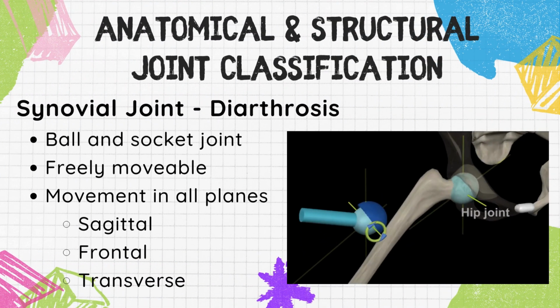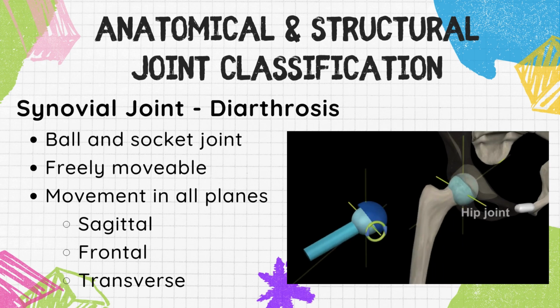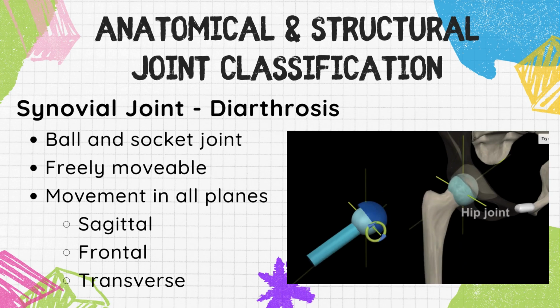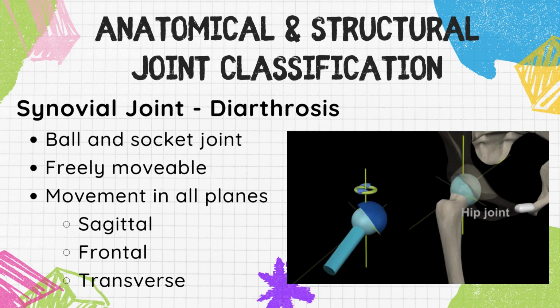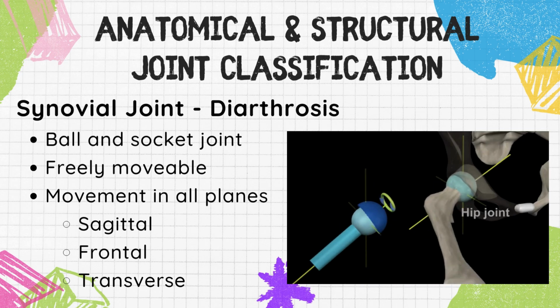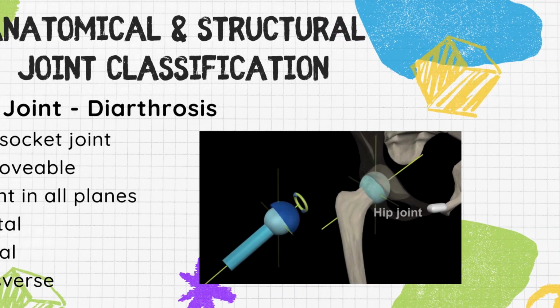Next, we'll get into the anatomical and structural joint classification. The hip is a synovial diarthrosis joint. This means that it has a wide range of movement and that it uses synovial fluid to lubricate the joint to reduce friction. Being that it is freely movable, it allows for movement in all three planes. And those are sagittal, frontal, and transverse.